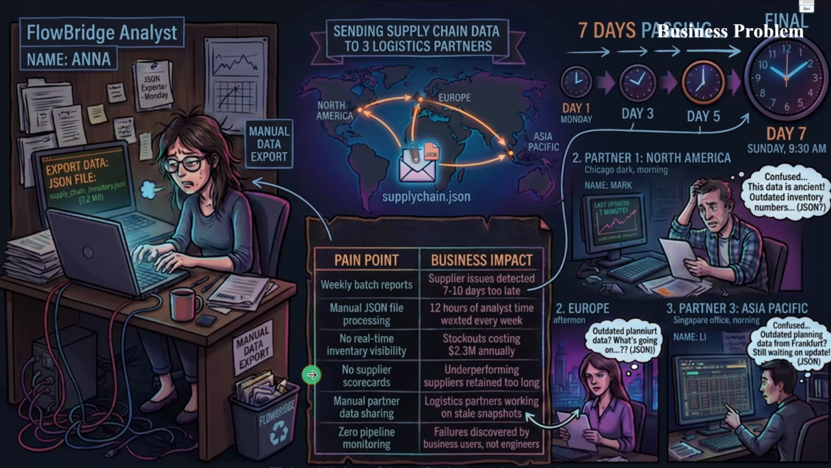Then they have no supplier scorecards. There is no visibility into which supplier is underperforming until it shows up in the weekly reports. By then, the business has already taken a hit. They have delayed shipments, unhappy customers, and lost revenue. Then they have manual partner data sharing. Logistics partners are making operational decisions based on data that is days old. They cannot plan accurately because they never have current information.